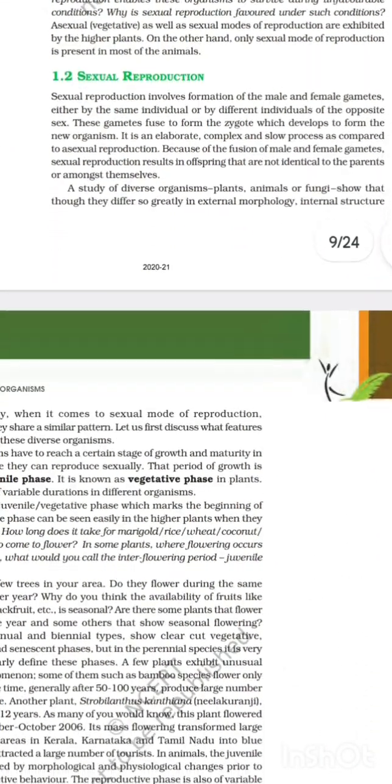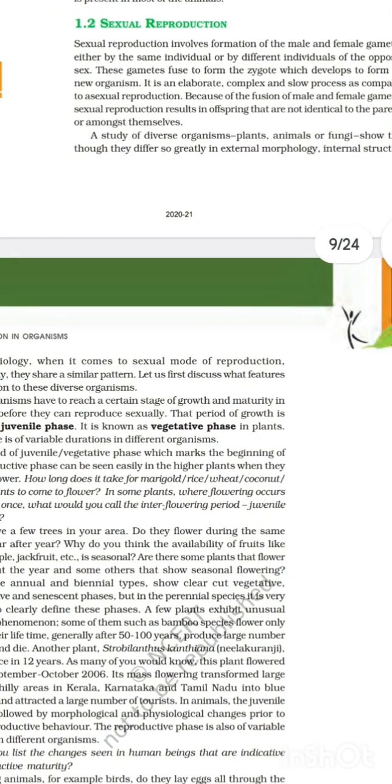Then sexual reproduction. Sexual reproduction involves the formation of male and female gametes either by the same individual or by different individuals of the opposite sex. These gametes fuse to form a zygote, which develops to form a new organism. It is an elaborate, complex and slow process as compared to asexual reproduction. Because of the fusion of male and female gametes, sexual reproduction results in offspring that are not identical to the parents or among themselves.